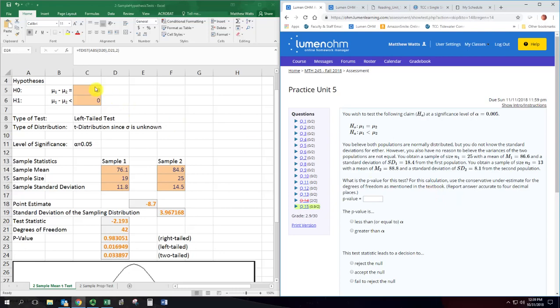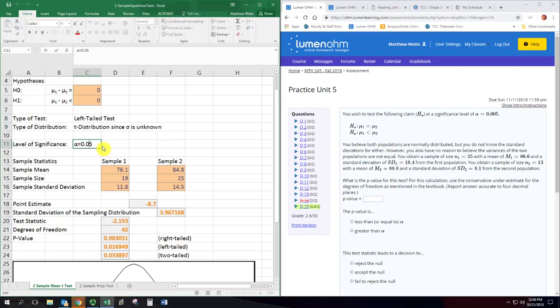Now, I'm going to do this in Excel, and with Excel, we're going to rewrite the hypotheses in terms of the difference of the two population means. These are equivalent. The population means being equal is the same as their difference being zero. And population mean 1 being less than population mean 2 means the difference is less than zero. And so we can then use that zero in our calculations. This is a left-tailed test since that inequality sign points to the left, and it is the t distribution that we'll use since we do not know the population standard deviations, just the sample standard deviations.